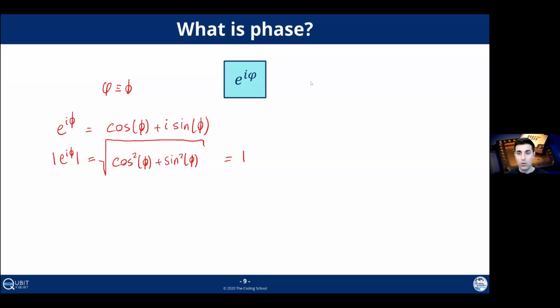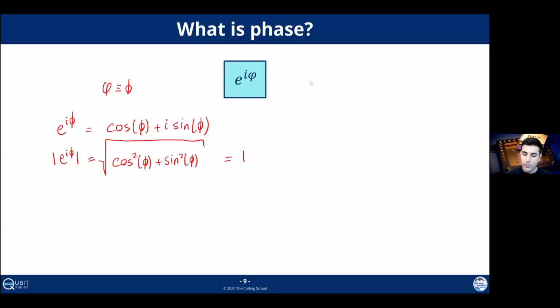So we can always demonstrate this on a unit sphere. And again, the phase is something that we're going to see when we talk about the Bloch sphere, but I just want to do a quick review so we're comfortable with what the phase is.